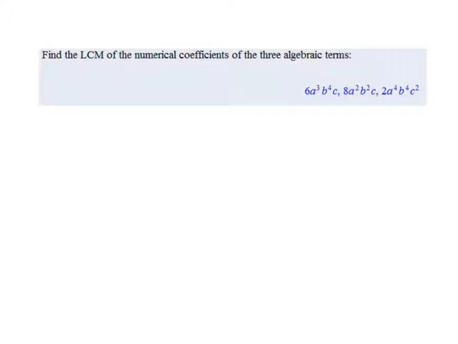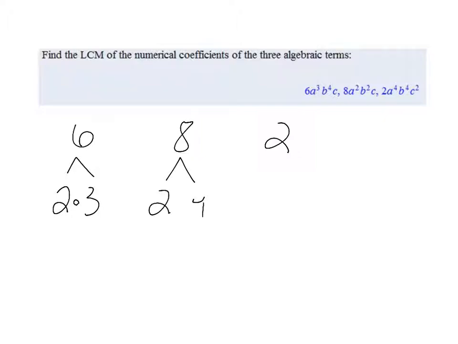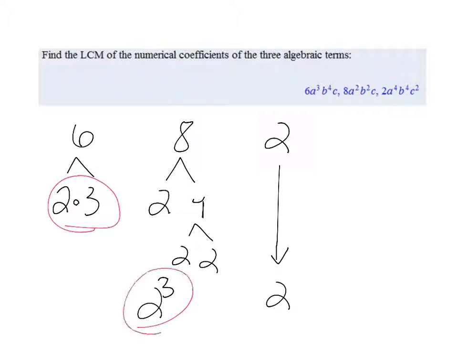I'm just looking to find the least common multiple for a 6, an 8, and a 2. 6, as far as a prime factorization, is going to be a 2 times 3. 8 is going to be a 2 times a 4, but then that 4 becomes a 2 and a 2. So that's a 2 to the third power. And then this one is really just 2.